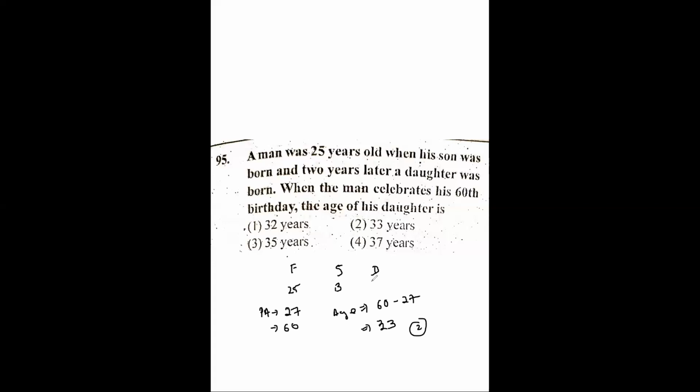So simple, they have asked us to calculate the age of the daughter when the age of the father is 60 years. The age when she is born is 27, and after a few years his age will be 60. So 60 minus 27 will be equal to 33. Next example.